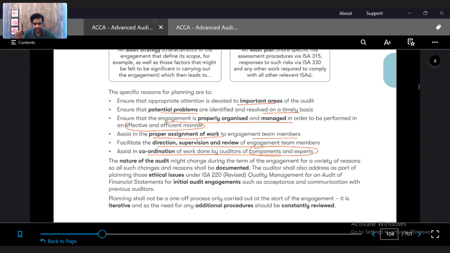Components, we will learn in another chapter. But experts, like valuation experts, building valuation experts, share valuation experts, IT experts, if you are using them in your audit, or whether we should use them in an audit, is something that we will plan. And how do we coordinate? When should we use them? In what way do we use them, etc.? That's called planning. So whenever you see a company and you understand the company, you will know whether we need an expert or not.